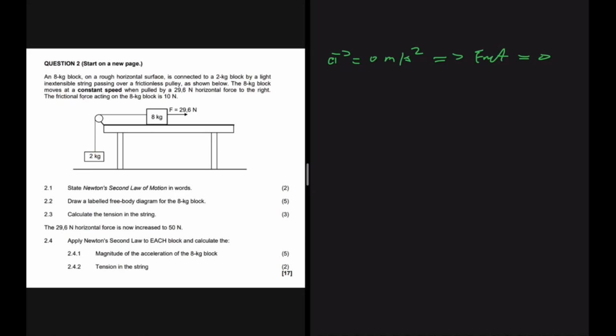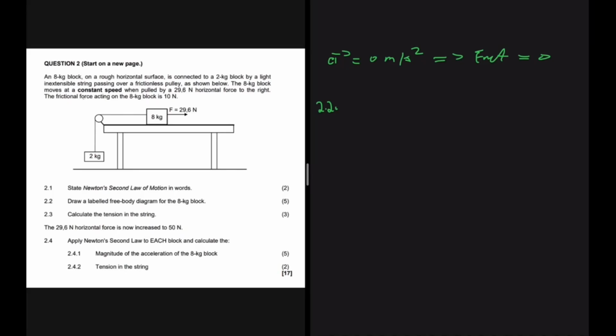There we have it. The first question says state Newton's second law of motion. Assuming that you already know what that is, I'm just going to move on. We have 2.2. 2.2 says draw a labeled free body diagram for the 8 kg block. If you have gone through questions like this, I'd advise you to pause and do the question by yourself, and then watch me do it.